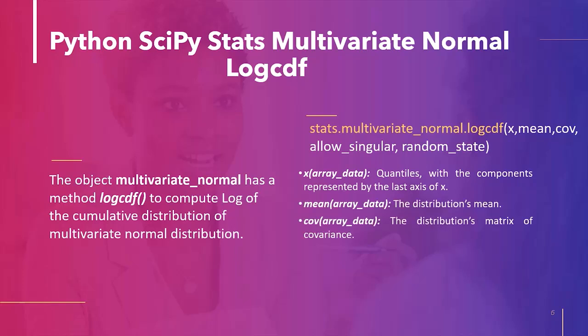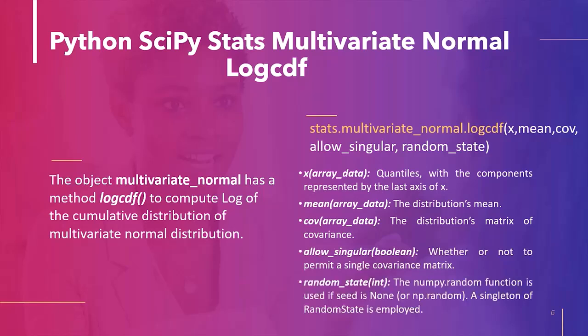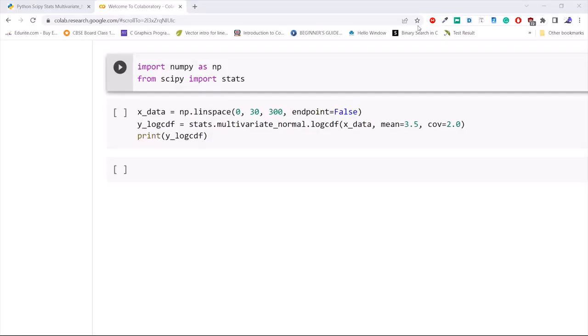This is the covariance matrix of the distribution. Allow_singular, whether or not to permit a singular covariance matrix. Random state. The numpy.random function is used if seed is None. A singleton of random state is used. Let's understand with an example. Import the required method or libraries.